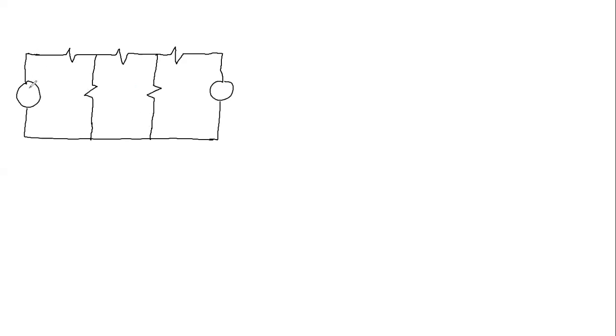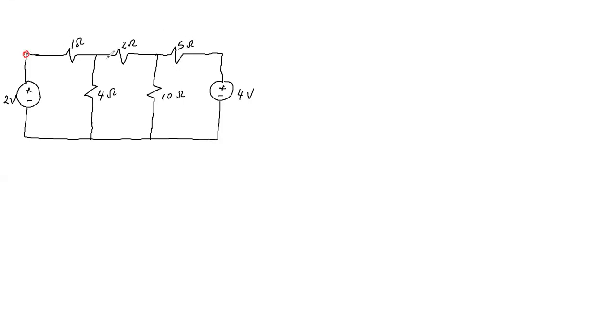So this is positive, this is negative. Say this is 2 volts. This is positive, this is negative. Let's say this is 4 volts. This is 4 ohms. Here we have 10 ohms. Here we have 2 ohms. And here we have 5 ohms. That's it. Okay.